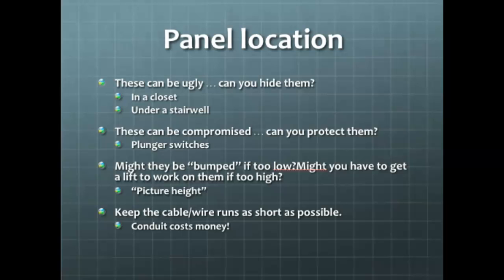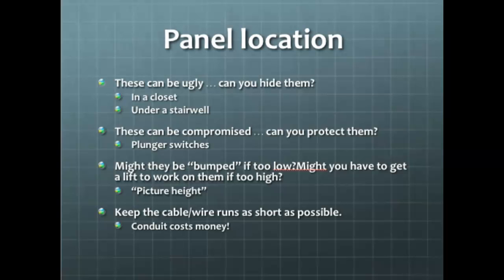Can they be compromised? Can you protect them? We'll talk about plunger switches on these. Protecting them from being bumped is more something to consider this week. You don't want to get hit by a lift, right? The perfect height to put a panel is picture height. Think about when you put a picture on the wall in your house and you put the nail on the wall, it's usually about eye level. That's about where you want the panel.